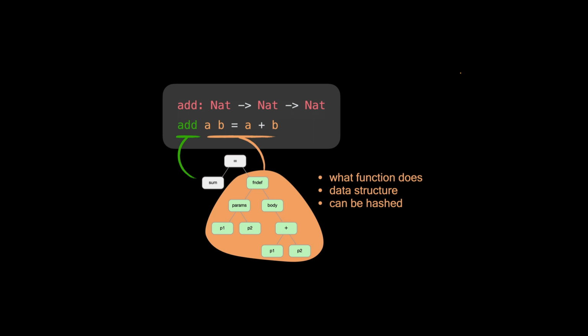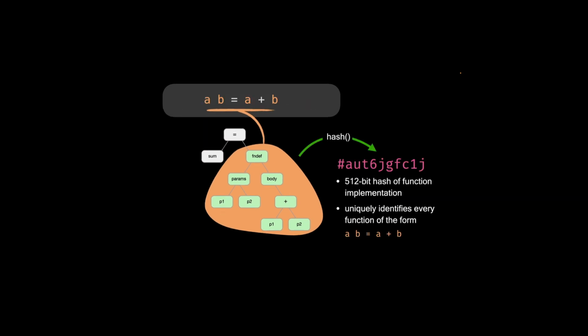And because it's an AST, it is just a data structure. Because it's a data structure, it can be hashed. And in fact, if we hash it in Unison at least, we end up with this hash AUT6J, whatever it was, number. And that is a 512-bit hash of the function implementation, of the function AST. And that uniquely identifies every function that has that AST. They all have the same hash.